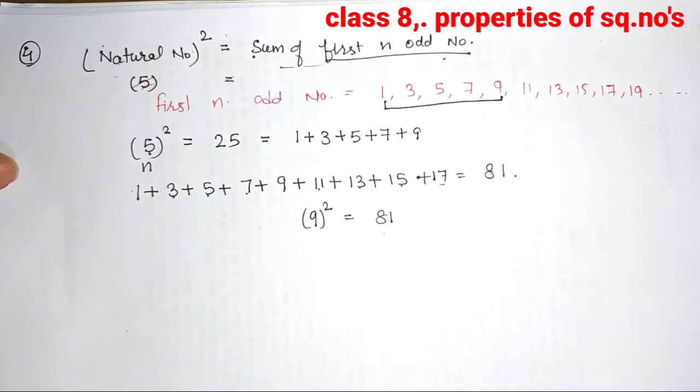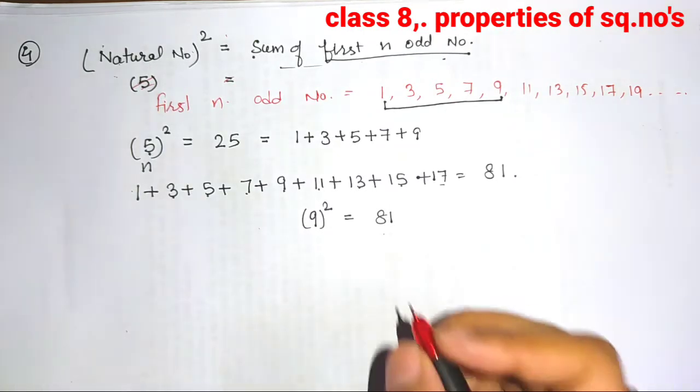Now the next property is the number of digits when you square a number.